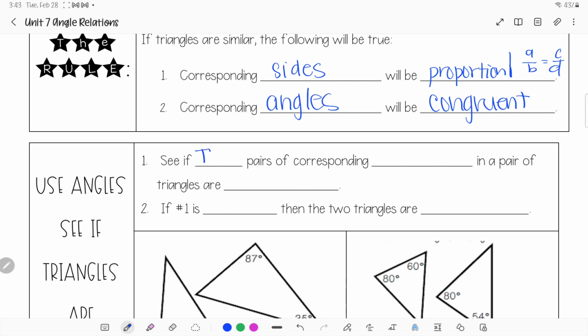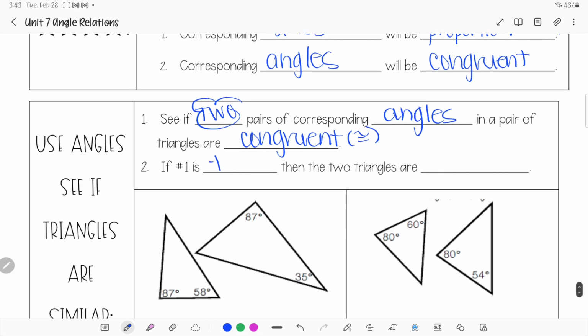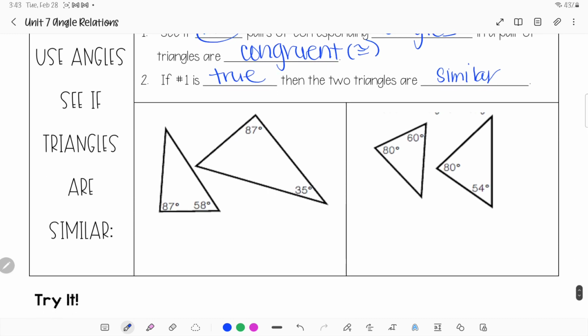We are going to see if two pairs of corresponding angles in a pair of triangles are congruent or the same. And if they're congruent, then the third one automatically is. So if number one is true, so if we can find two pairs that are congruent, then the triangles are going to be similar. So how we're going to do this is we are going to figure out one. It doesn't matter whether you find out this missing angle or this one.